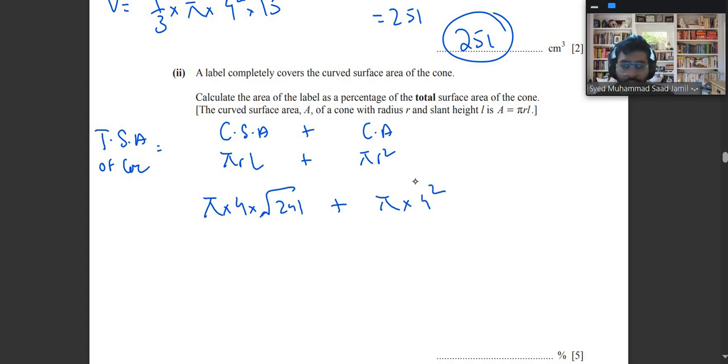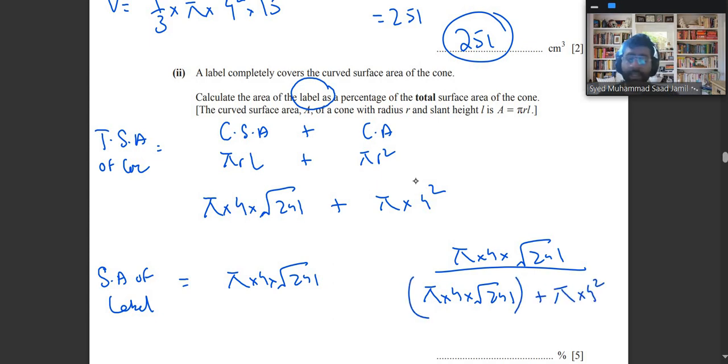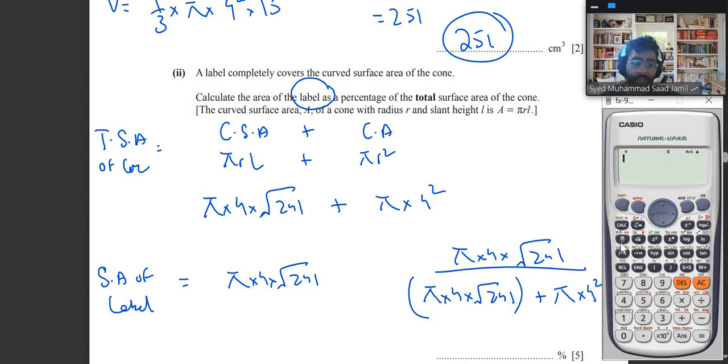And it says calculate the area of the label. This is the total surface area, and what is the surface area of the label? Surface area of label is just pi multiplied by 4 multiplied by root 241. So what I will do is surface area of label, which is pi multiplied by 4 multiplied by root 241, upon total surface area, pi multiplied by 4 multiplied by root 241 plus pi multiplied by 4 squared. It seemed like a very difficult question, but it's actually not. You guys just have to think.